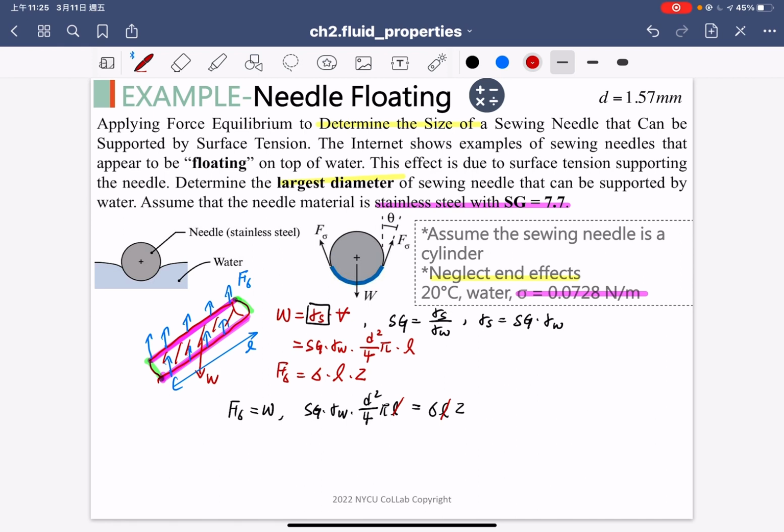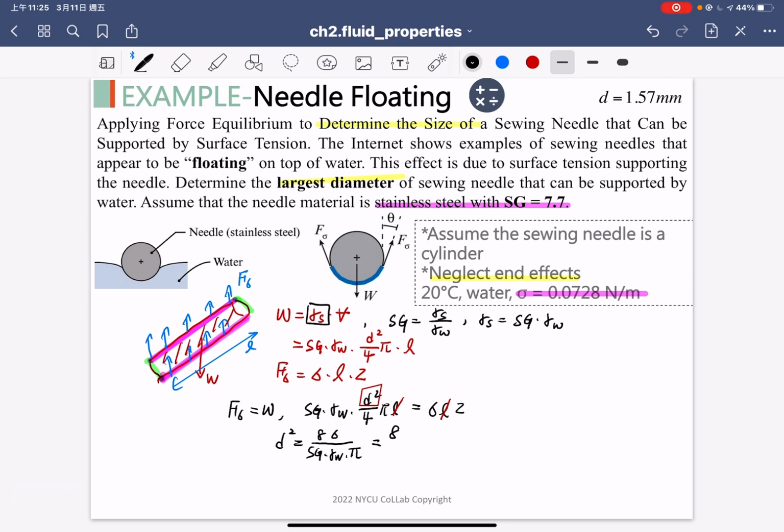And then only L can cancel out. So we just keep our answer. The purpose is we need to know the D, right? So we just put the D squared on one side and move the other parameters to the right hand side. So here is 8 times sigma divided by the SG gamma W and pi. Okay, so we put in all of the numbers we know already.